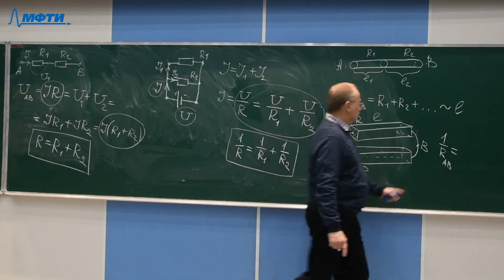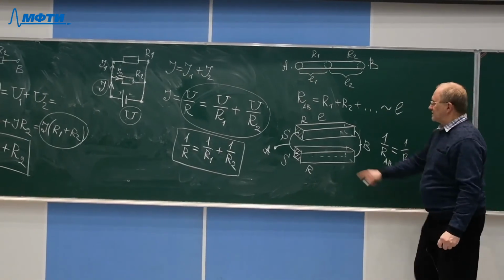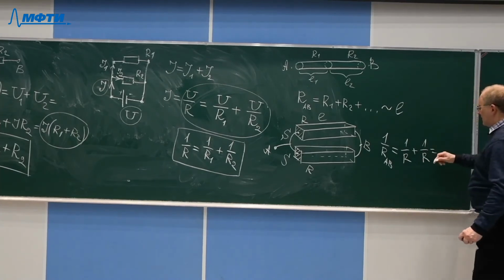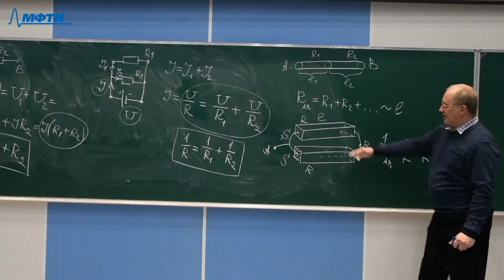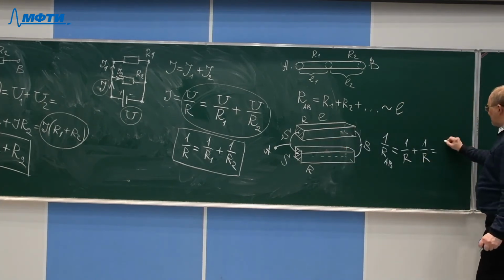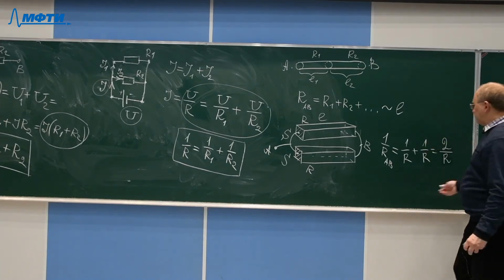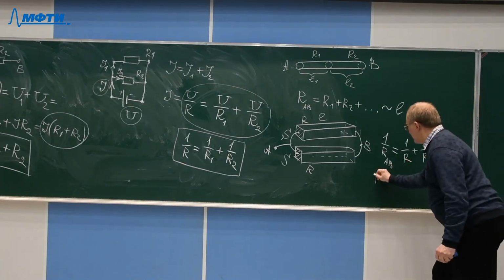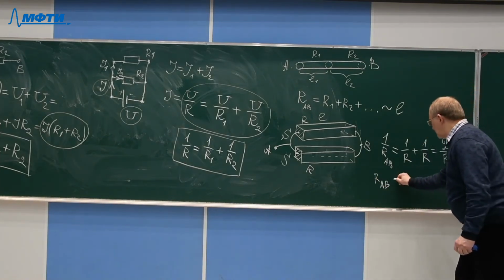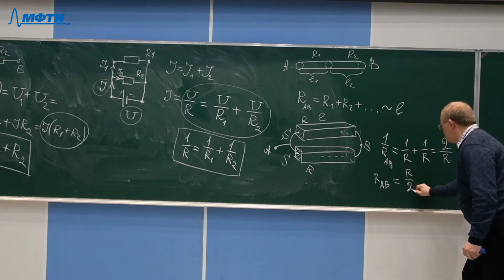So the total resistance will be 1 over the resistance of the first wire plus 1 over the resistance of the second wire. As they are absolutely identical pieces of wire, the resistances will be the same, and that will be equal to 2 divided by R. Therefore, the total resistance between points A, B will be equal to R divided by 2.